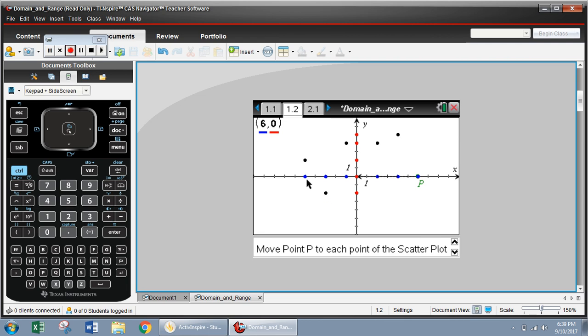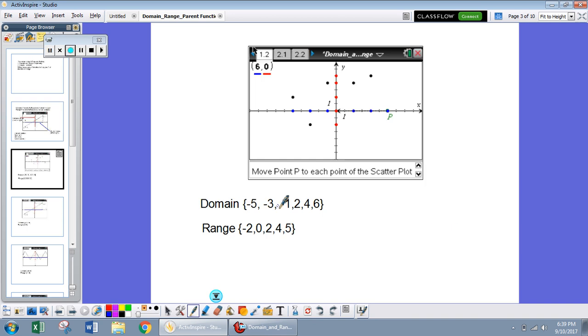The x values could take on values of -5, -3, -1, 2, 4, and 6 right here. Well, the y values can take on -2, 0, 2, 4, and 5. And we can see that, and we'd write this out, because these are each ordered pairs, so we'd write this just in set notation. So we see -5, -3, -1, 2, 4, and 6. Those are all the blue values. And all of the red values, or the y values, are -2, 0, 2, 4, and 5.